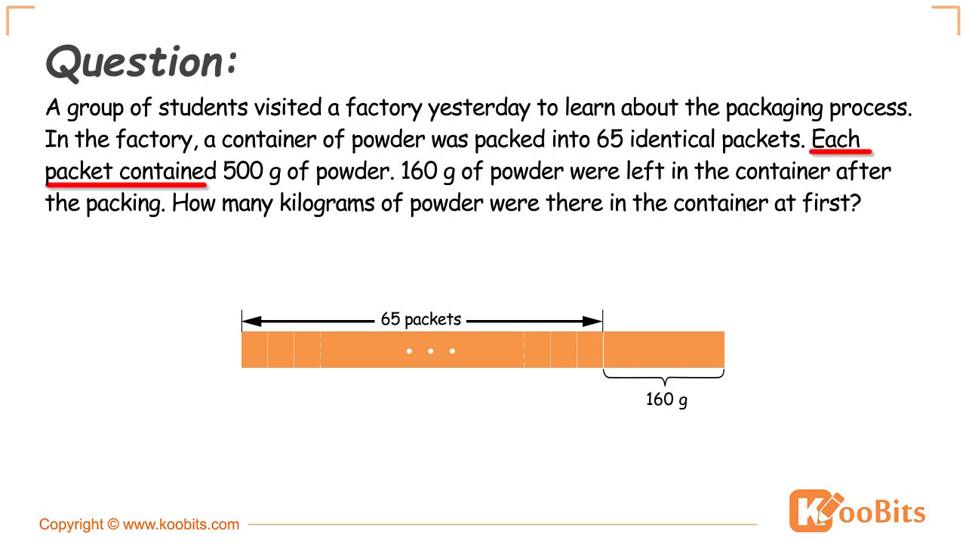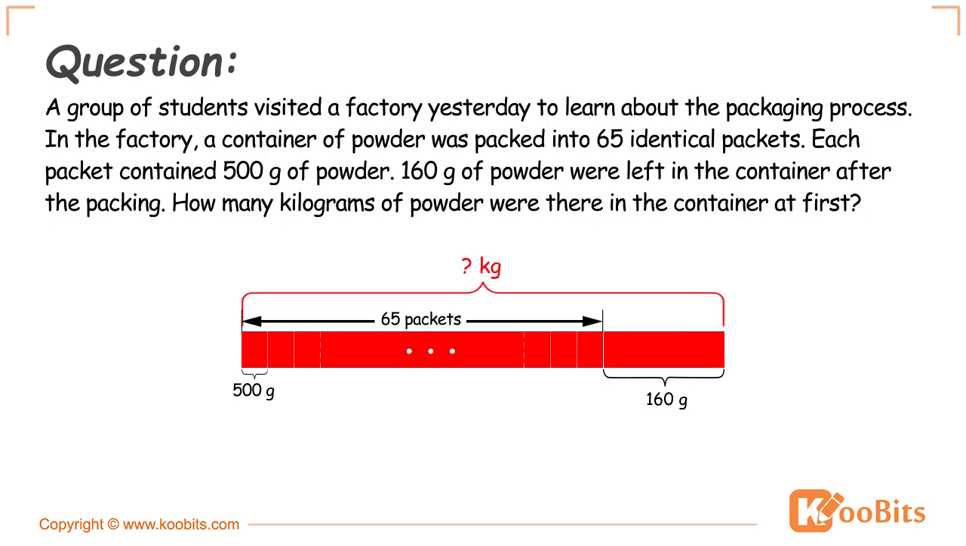Since we know that each packet contained 500 grams of powder, let's label each small part as 500 grams. Can you see that the mass of 65 packets altogether is equal to 500 grams multiplied by 65? Can you also see that we can add the mass of 65 packets altogether to the remaining 160 grams to find the mass of powder in the container at first? Do you understand? Great! Let's move on to the next part.